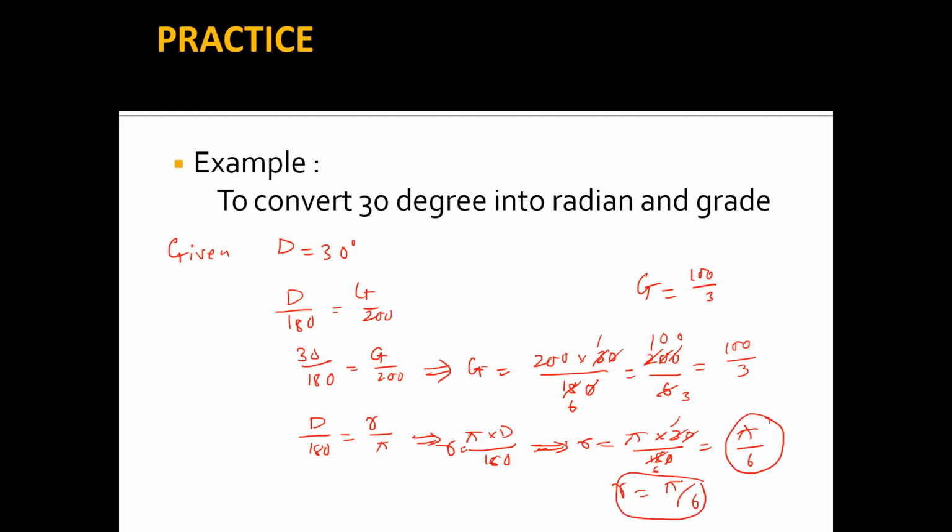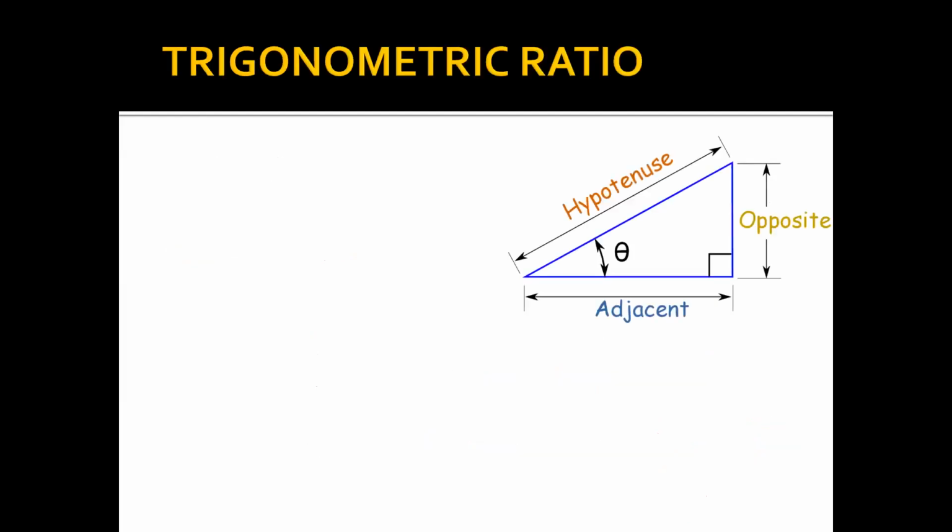So you can understand we can convert with the help of that relation, degree into radian, radian into grade, and grade into degree. Okay, let's come.